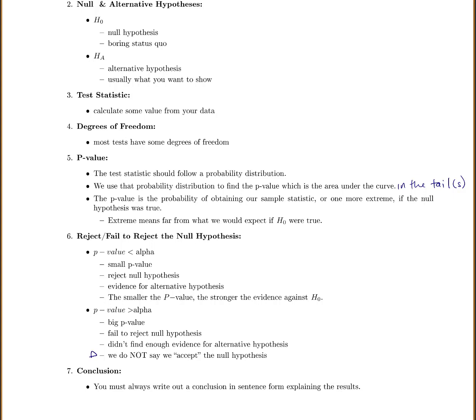Note, this is very important, we do not say that we accept the null hypothesis. Even at this graduate level, we still see students every semester trying to say that. You can't say that. So it means we didn't find enough evidence to reject the null, that means we didn't find enough evidence for the alternative, but we don't say we accept the null. We're never looking for evidence for the null, we're always looking for evidence against it, so you can't say that you accept the null. And the conclusion, you always write out a conclusion in sentence form explaining your results of what you got.